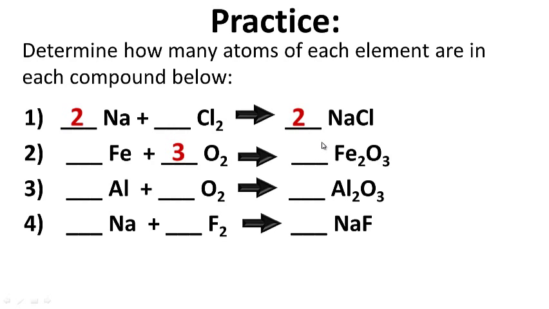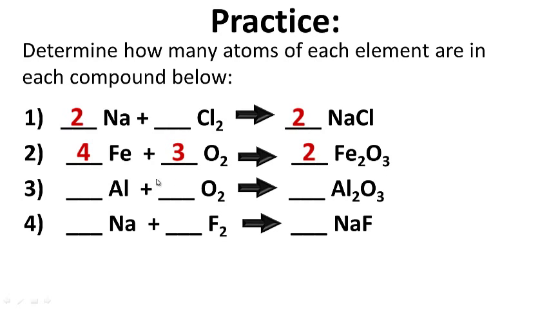And if I put a 2 here, okay, I have 6 oxygen. But now I have 4 iron. So, if I put a 4 there, well, we're good. 4 iron, 6 oxygen, 4 iron, 2 times 2, and 2 times 3, 6 oxygen.